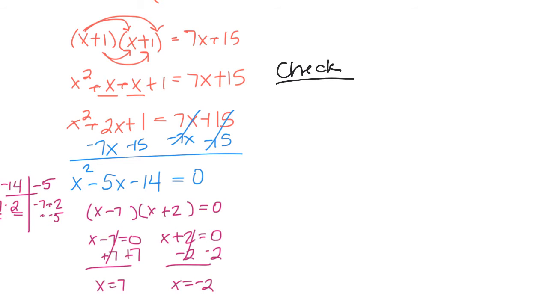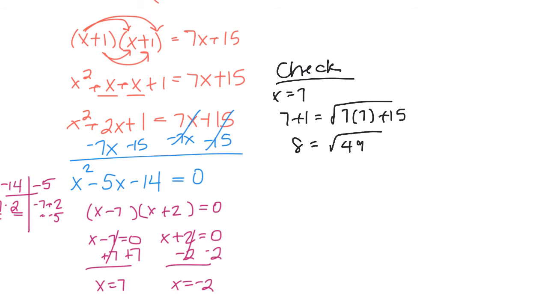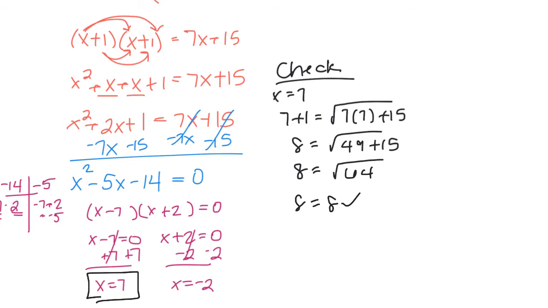So we're going to check x equals 7 first. We're going to have 7 plus 1 equals the square root of 7 times 7 plus 15. 7 plus 1 makes 8. 7 times 7 makes 49 plus 15. 8 equals the square root of 64. And the square root of 64 is in fact an 8. So x equals 7 is a solution to this radical equation.